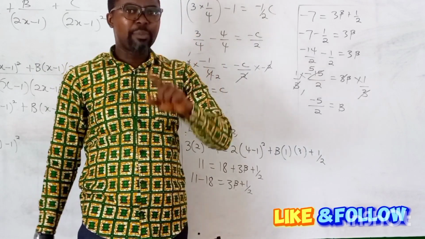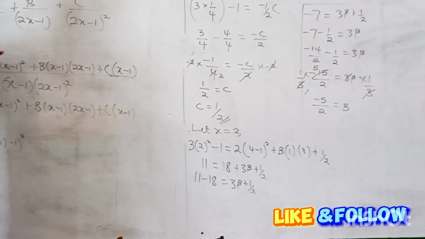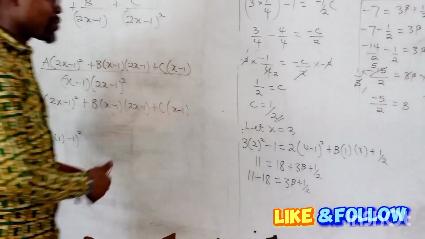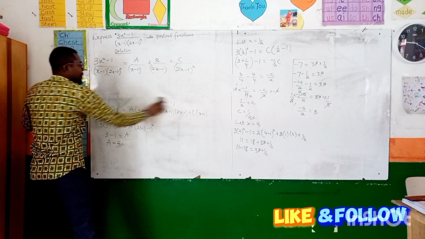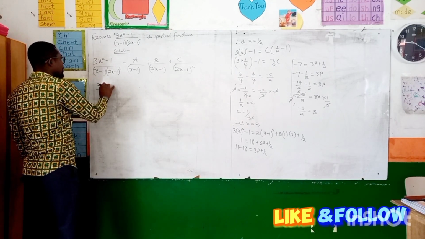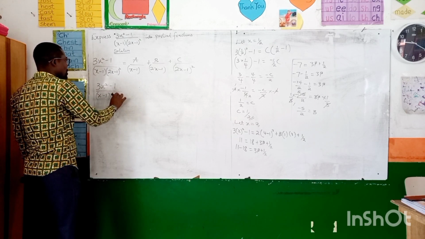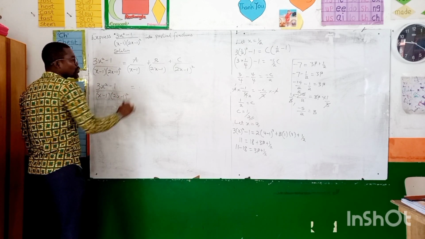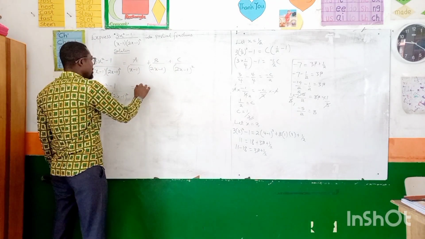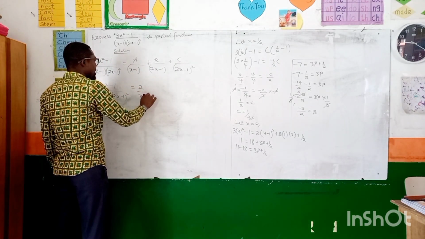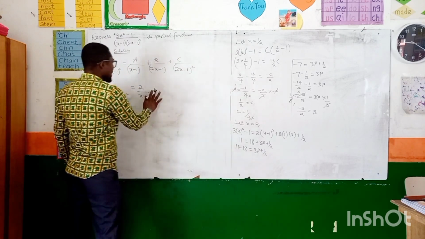So like I said in my previous video, you don't end here. You have to now substitute the values of a and b into the expression that we created. So let me just move this side. And so 3x squared minus 1 over x minus 1, 2x minus 1 squared will be equal to, I found my a to be 2. So that will be 2 over x minus 1. I found my b to be negative 5 over 2.